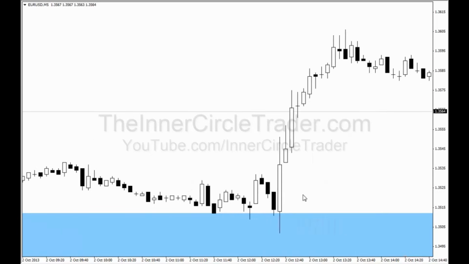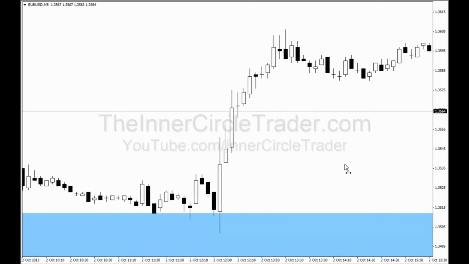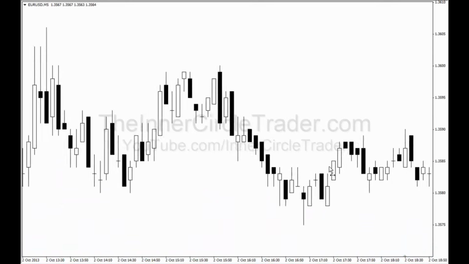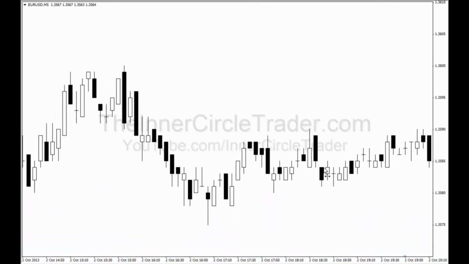Do you think institutions were behind that move? Or do you think it was Joe Public? Clearly, institutions. Okay, and then obviously you can see how price rolled on higher.